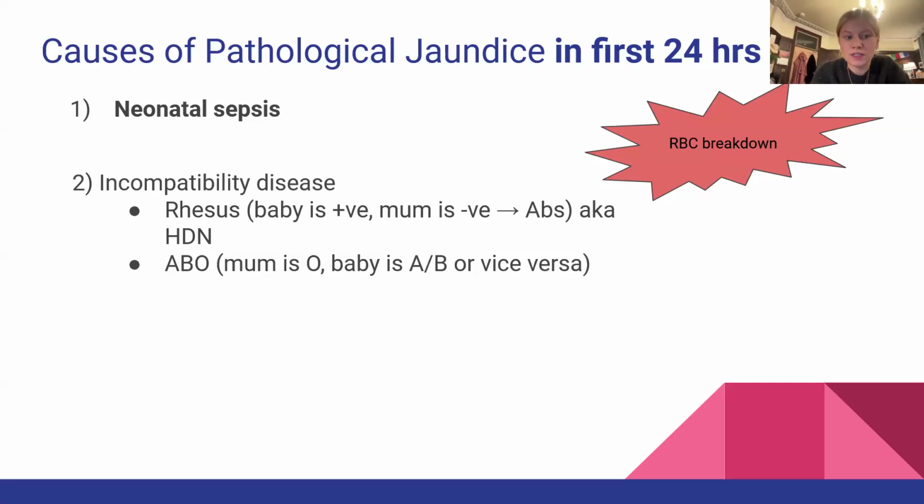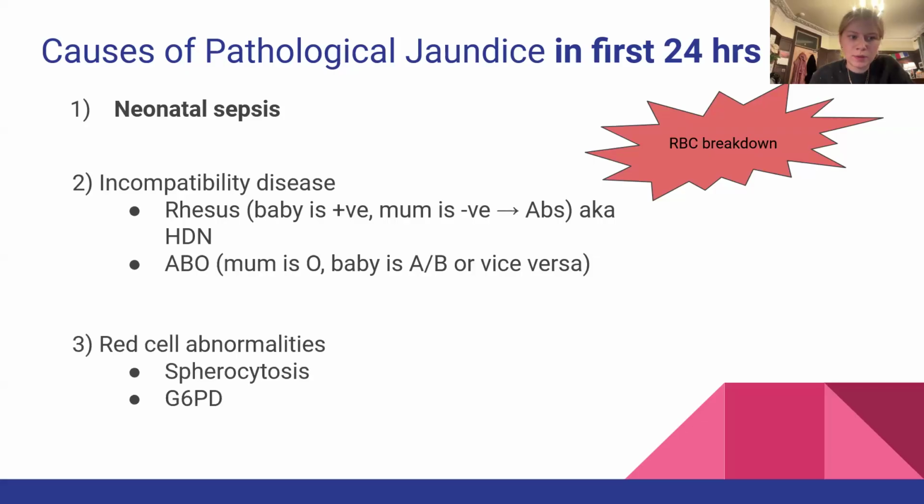Incompatibility, so either rhesus incompatibility disease, so remember your HDN, hemolytic disease of the newborn, or it could be ABO group incompatibility as well. So it could be your major blood types as well. Then going into point number 3, it could also be due to red cell abnormalities. So think about anything congenital that can increase your red blood cell breakdown. So be it spherocytosis or G6PD.